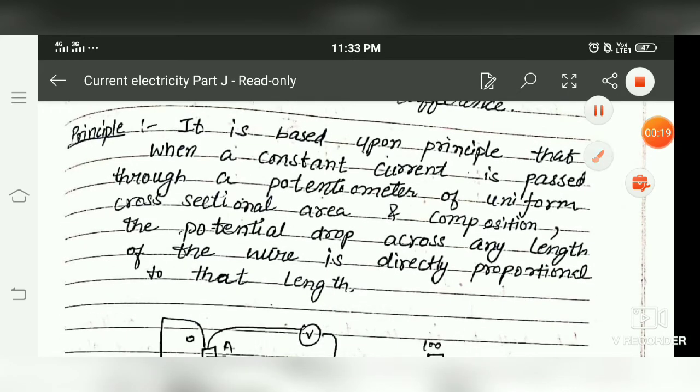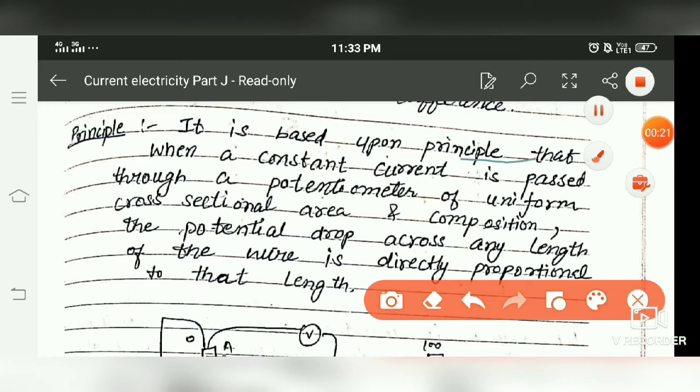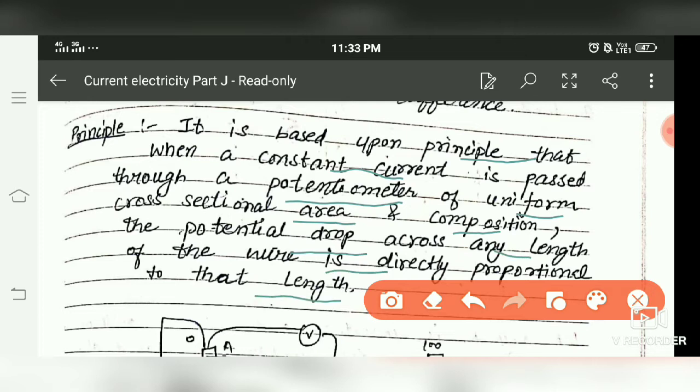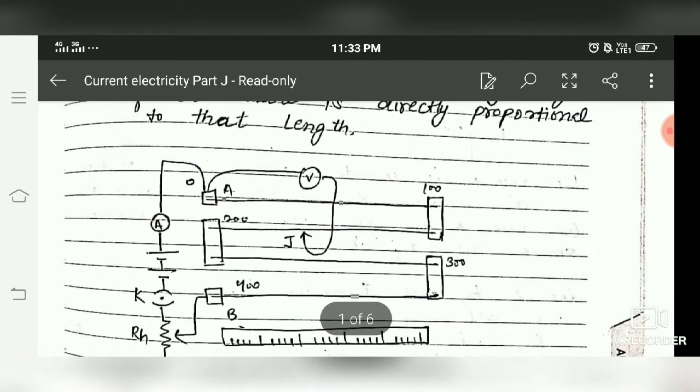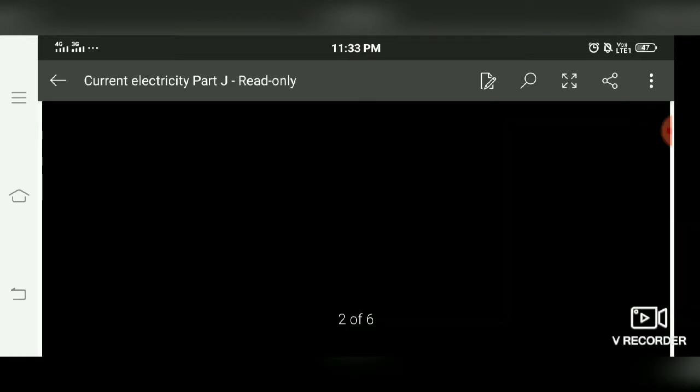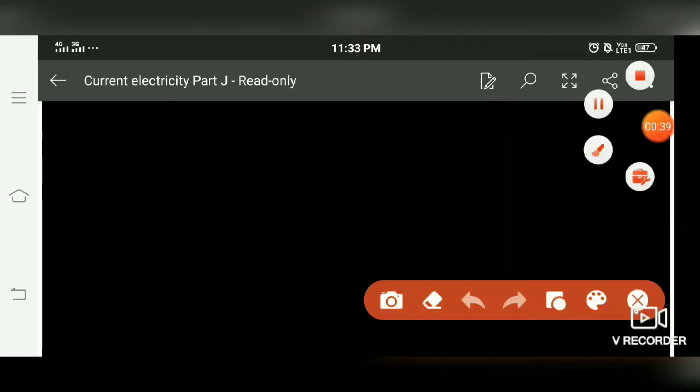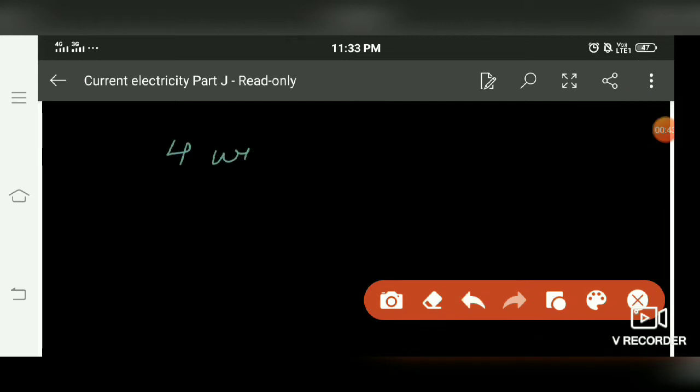It is based upon the principle that when a constant current is passed through a potentiometer wire of uniform cross-sectional area and composition, the potential drop across any length of the wire is directly proportional to its length. It means what? First of all, let me tell you about a potentiometer. It's actually an arrangement of 4 wires of 100 centimeter length each.